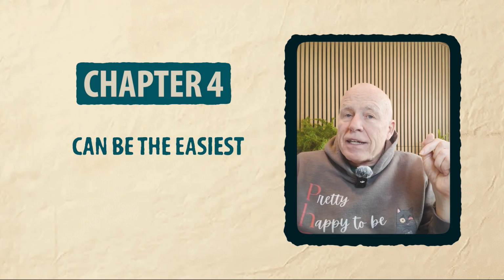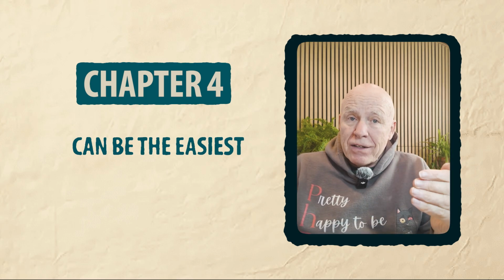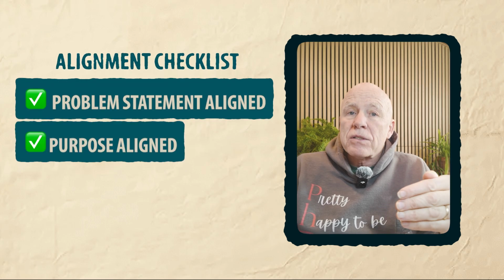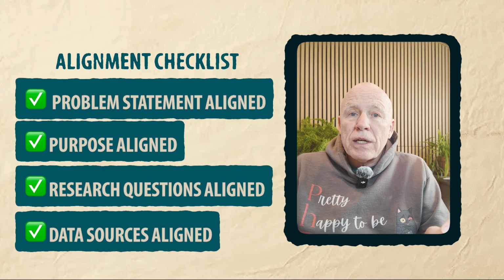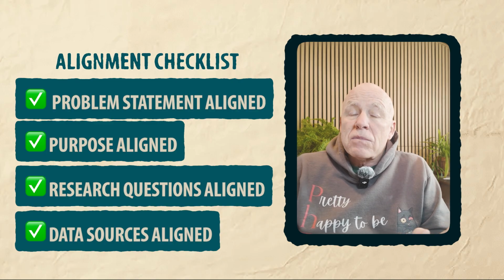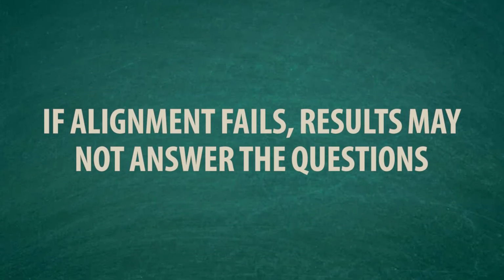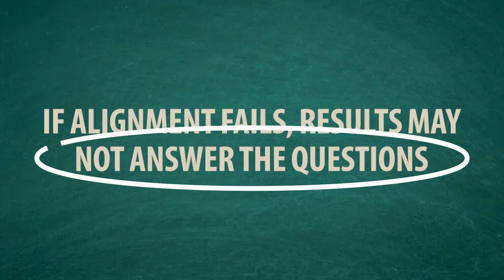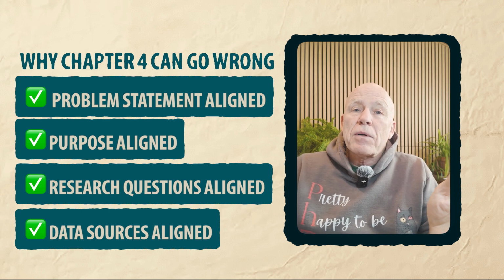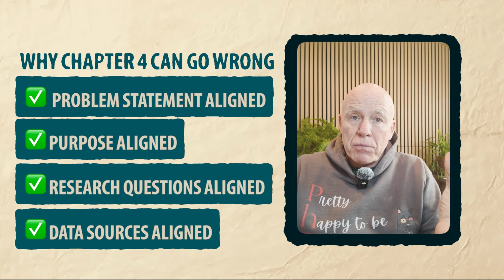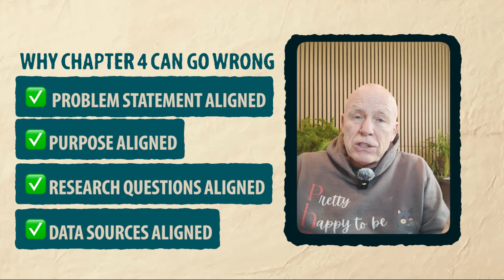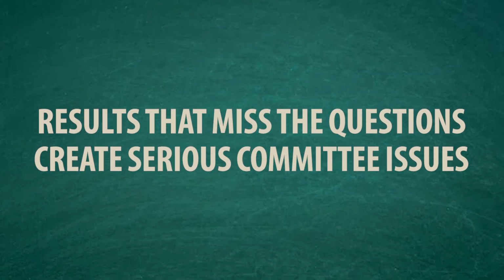One of the things that can happen, though, if you haven't done a good job at the beginning of aligning your problem, purpose, research questions, and then when you get to Chapter 3 and your data sources, if that has not been done well, sometimes you get results that do not answer your research questions. This can be a big deal, which is why we spend a lot of time working with people on the beginning part of this process, because when you get the results and if they don't answer your questions, then you've got some talking to do with your committee.